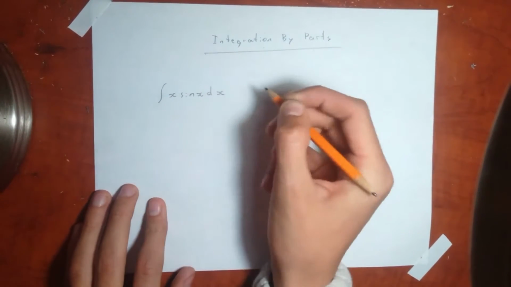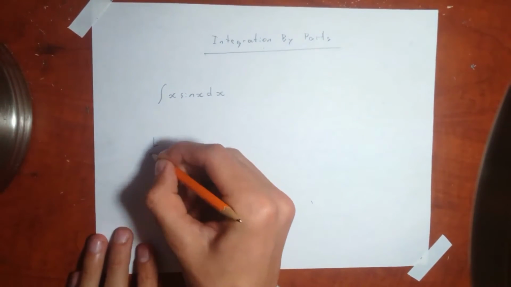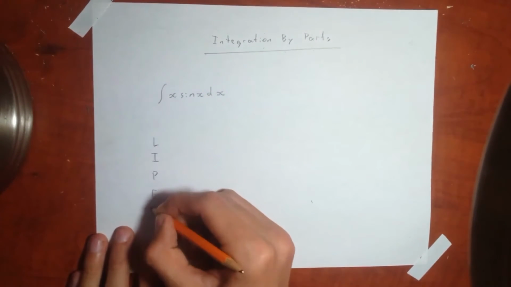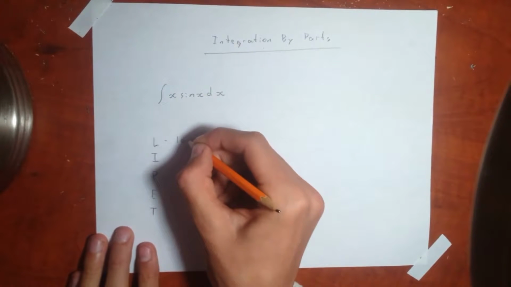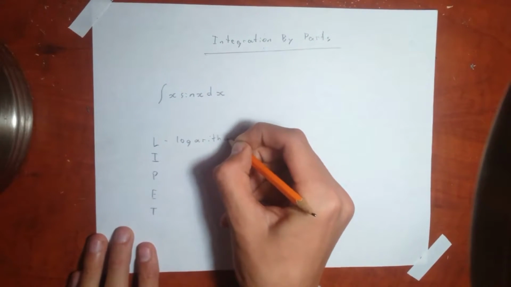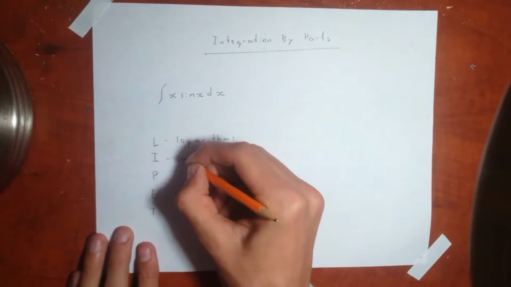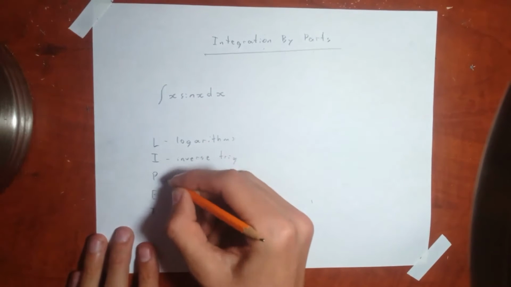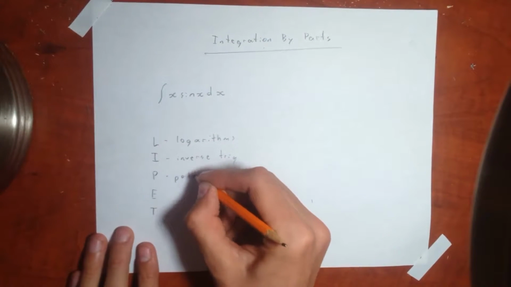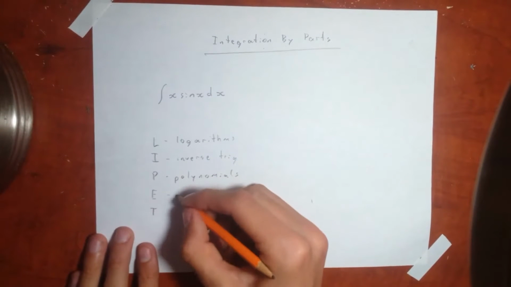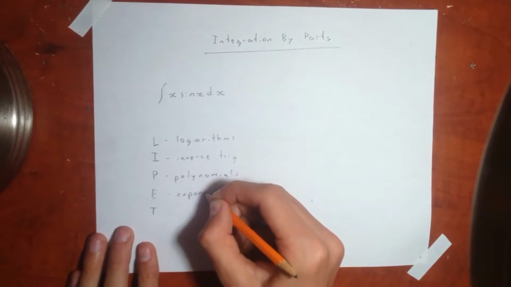In integration by parts, we have such a thing called LIPET, which stands for logarithms, inverse trigonometric, polynomial, exponential, and trigonometric functions. LIPET tells us when we should be using integration by parts, when these functions are present. LIPET also gives us an order in which we should prioritize these functions, from logarithms to inverse trig to polynomials and so on.